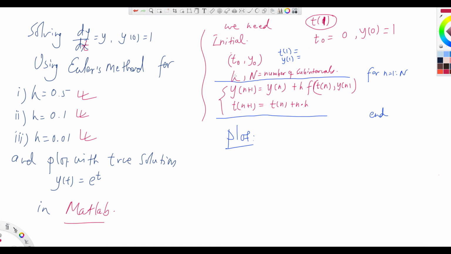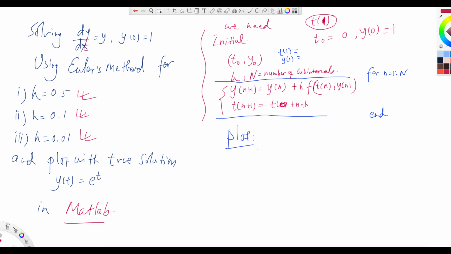Okay, and also h, we will take h equals 0.5, 0.1 and 0.01 separately, and n is the number of subintervals. How many subintervals do you want to make? Okay, and then after you decide that, we'll write a for loop for n equals 1 through N. You will do y(n+1) equals y(n) plus h times f(t(n), y(n)). That's exactly the same Euler's formula. And then you will update t(n+1) as t0 plus n times h.